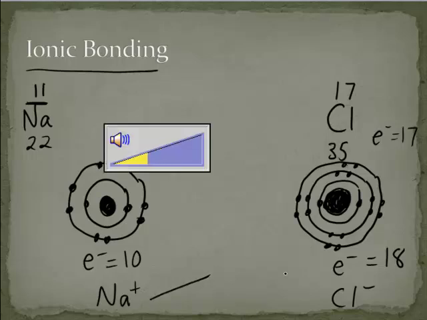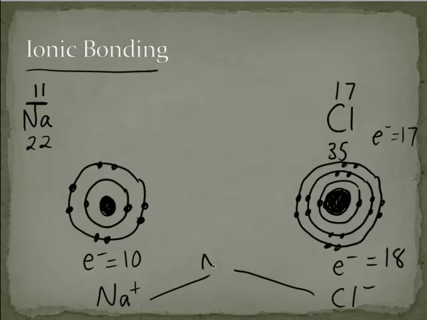You know that negative and positive attract, and so now we've created a bond here. Sodium is positively charged, chlorine is negatively charged. They attract each other. This is called an ionic bond. The reason it's called an ionic bond is because you have 2 ions that are bonding together. So that's an ionic bond.